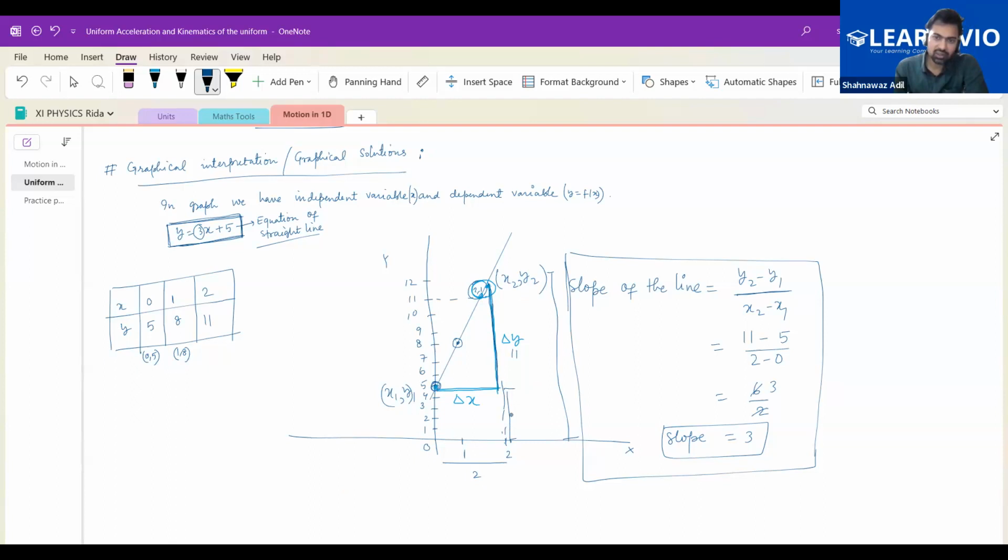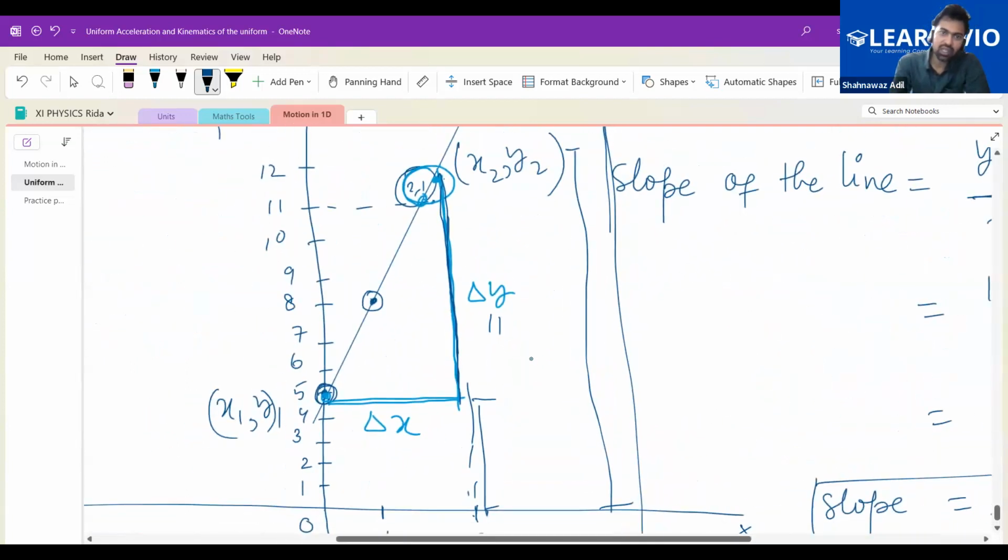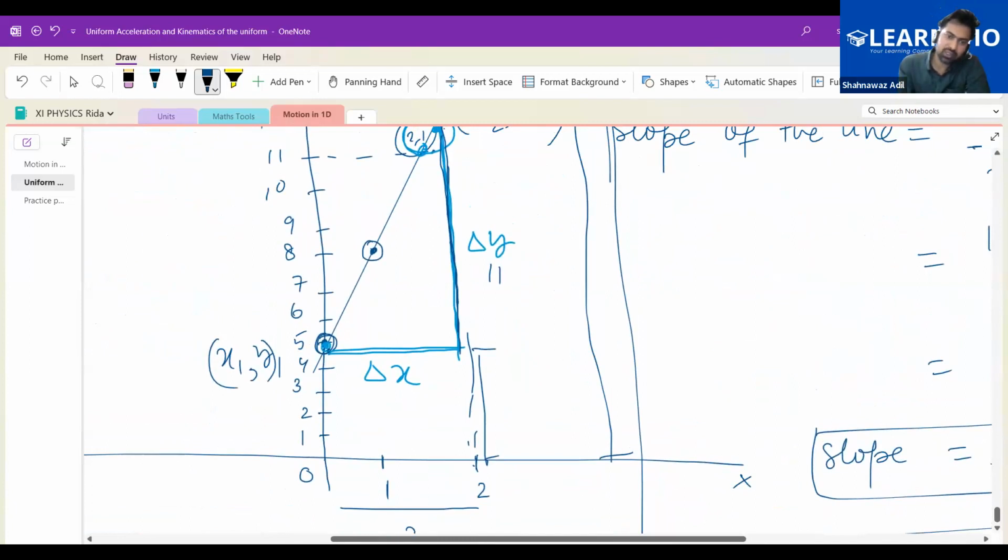Sir, which one is x? I mean delta x. Okay. So you see that the first x is at this point. Let me zoom this thing. So you see that first x point is here. Right. This is, let's say, x1. So we are going from this point to this point. Then this is the change in x.